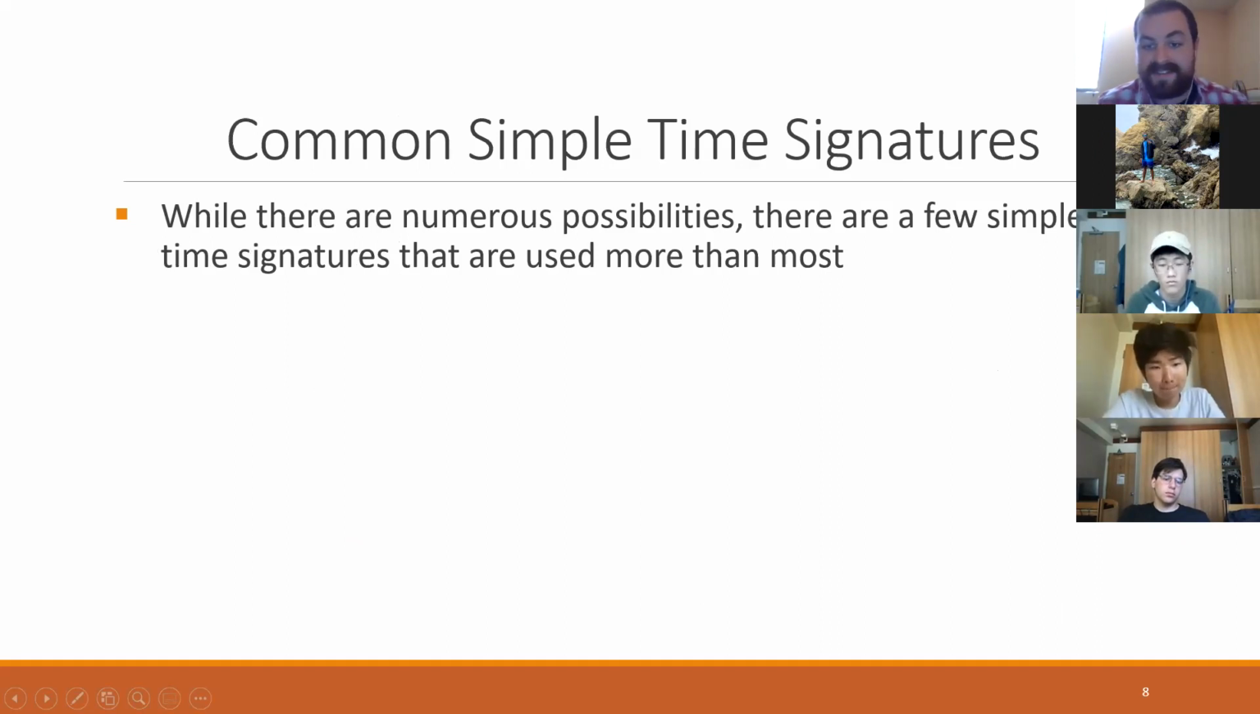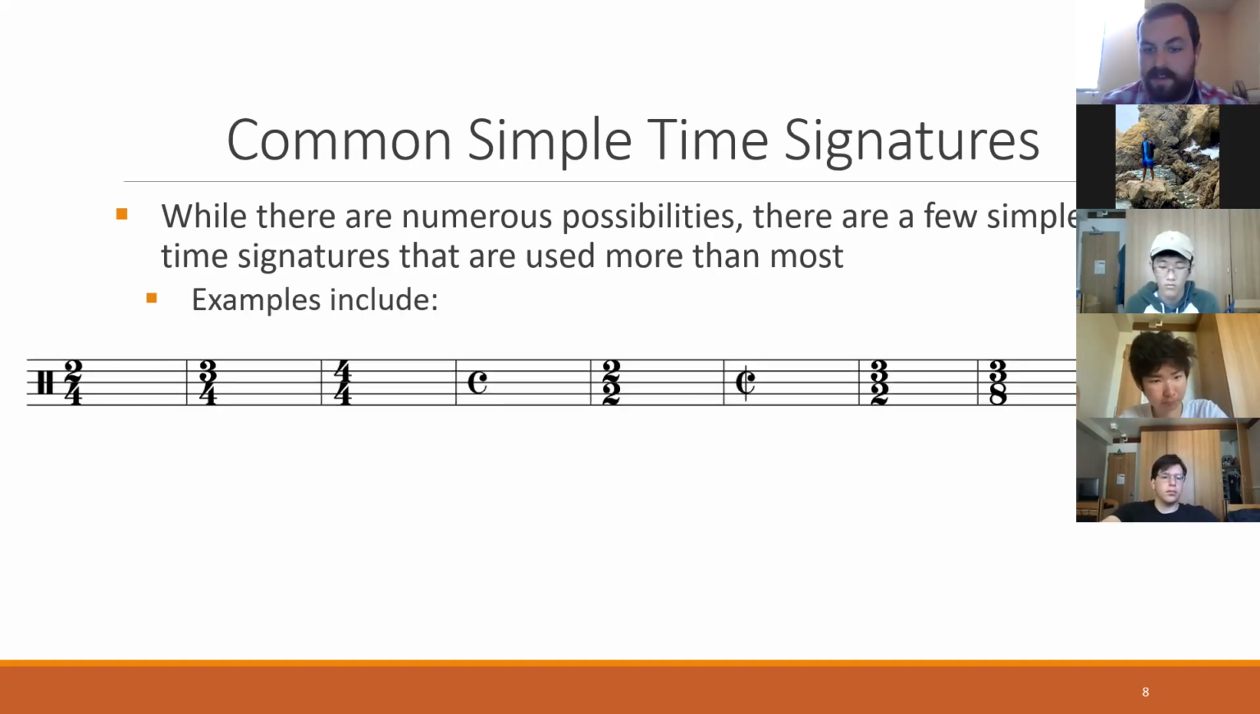So while there are numerous possibilities, there are a few simple time signatures that are used more than most. There's lots and lots of possible options, but here's a list. This is essentially comprehensive of all of the possibilities that you will see for simple time. Examples include, from left to right, 2/4, 3/4, 4/4, whatever this is, we'll come to that in a second, 2/2, whatever this is, we'll come to that in a second, 3/2, 3/8, and 4/8.